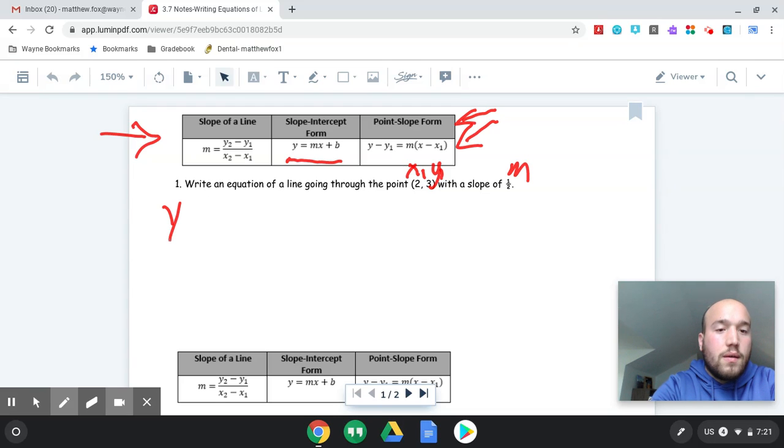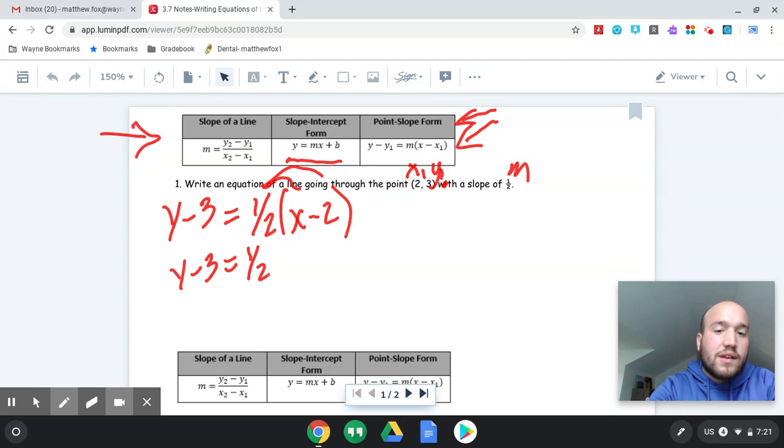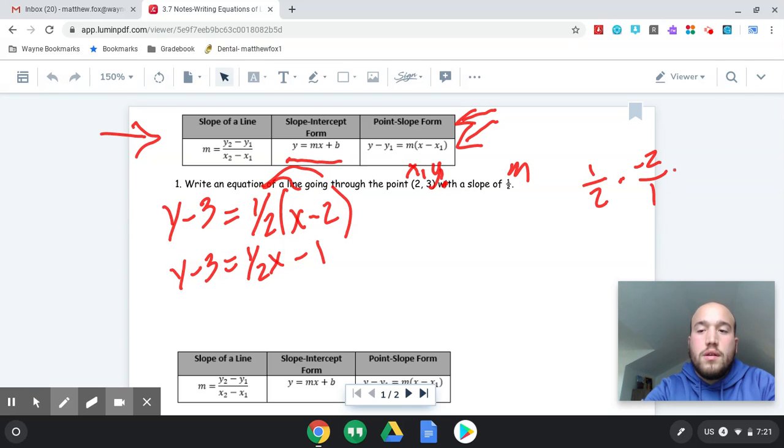So we're going to do y minus 3. I took the y1 right here. Equals, we plug in our m, so 1/2 parentheses x minus 2. I plug in that x1 value. Now we have to distribute the half in. We're going to rewrite y minus 3 stays the same, equals 1/2 x, and hopefully you know half of -2 is going to break down to -1. If you weren't sure about that, you could have done 1/2 times -2 over 1. That'd give us -2 over 2, which is going to break down to -1.